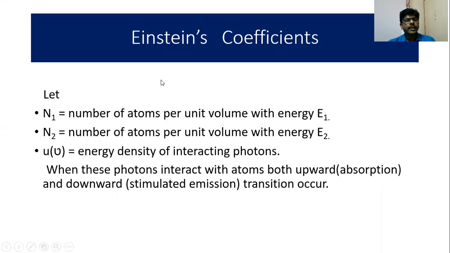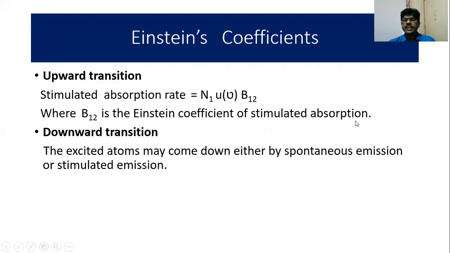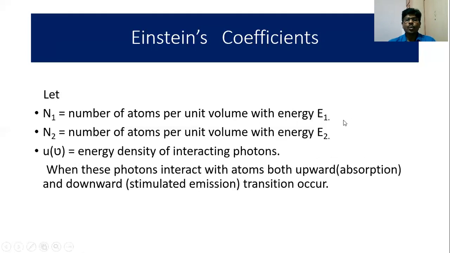Now let us see that. Let N1 be the number of atoms per unit volume with energy E1, and N2 the number of atoms per unit volume with energy E2. You know the energy density of interacting photons. When these photons interact with atoms, both upward and downward transitions will occur. Here we have taken two energy levels, E1 and E2, wherein N1 is the number of atoms in energy level E1 and N2 is the number of atoms in energy level E2.